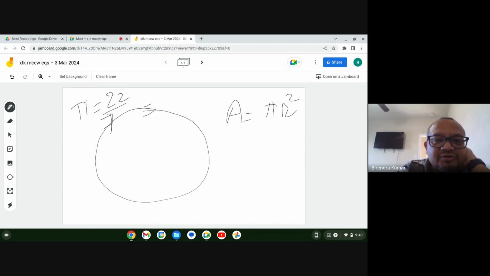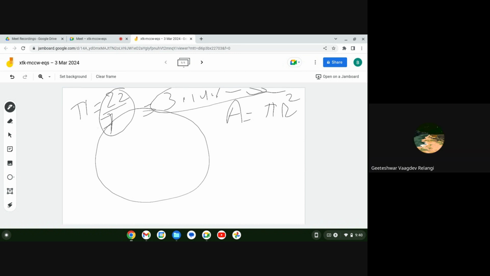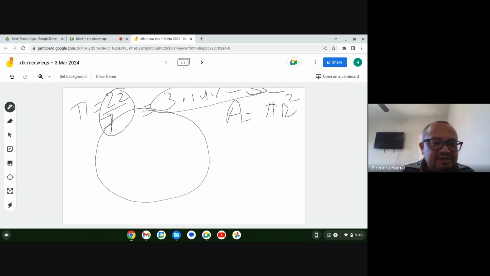Now, when you do 22 by 7, meaning you divide 22 by 7, it will give you 3.1416 and it will go on. It doesn't get fully divided. So for the sake of simplicity, if I ask you to remember that, it will be tiring. You will forget it. If I say pi is 22 by 7, it's easy.